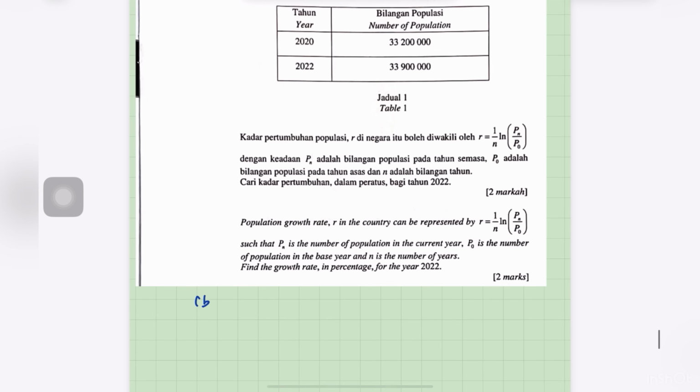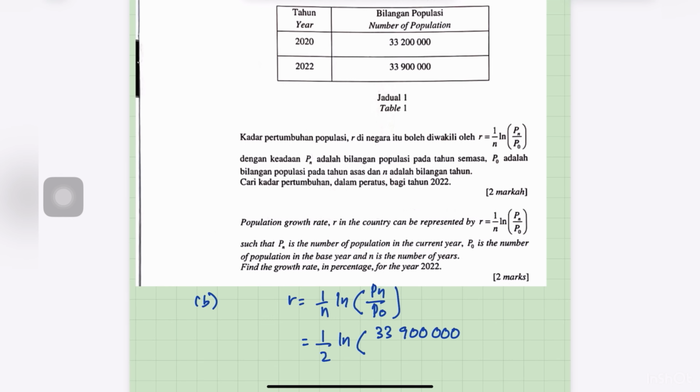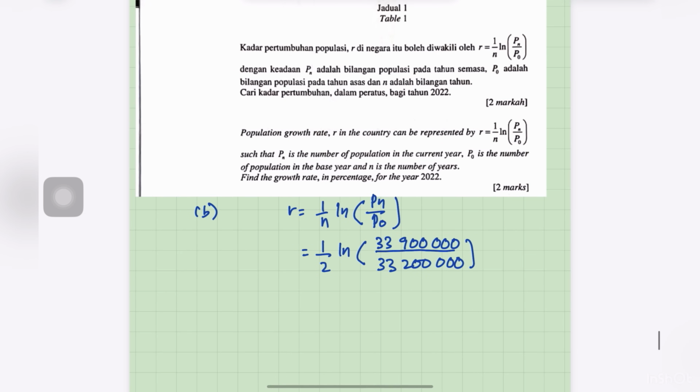Okay, so for question B, we have R equals 1 over n ln Pn over P0. Okay, so now we have 2020 to 2022. So number of years 2 lah. So ln Pn current year. So 3390000. Okay, P0 is base year 332000000. Okay, so you all just kira guna calculator 0.01043, tapi dia nak percentage so times 100%. So 1.043.